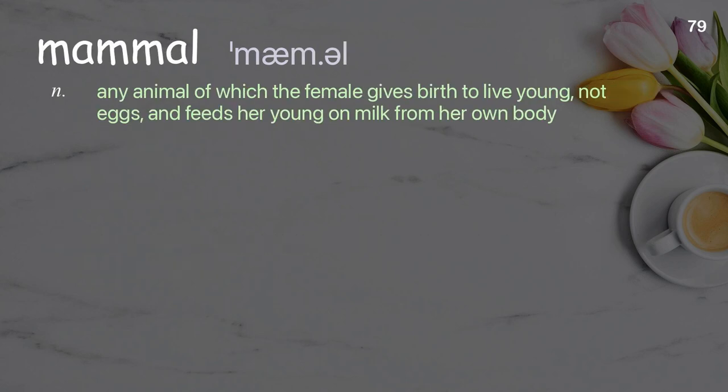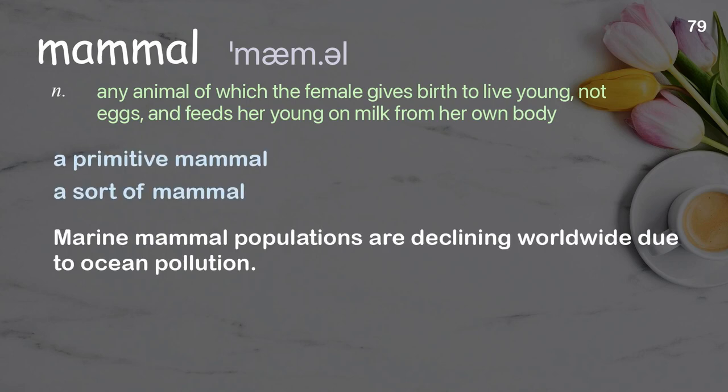Mammal. Any animal of which the female gives birth to live young, not eggs, and feeds her young on milk from her own body. Examples. A primitive mammal. A sort of mammal. Marine mammal populations are declining worldwide due to ocean pollution.